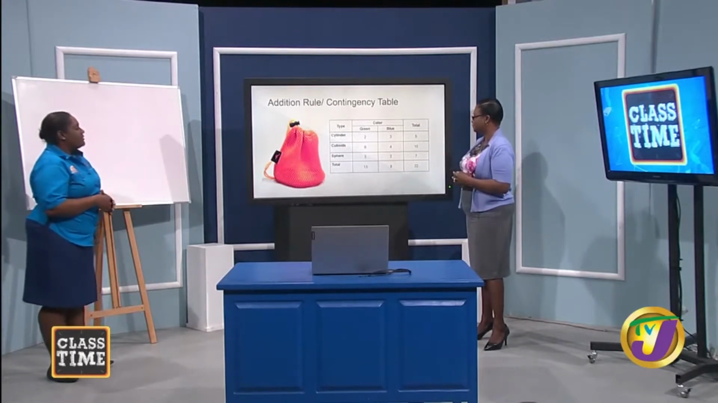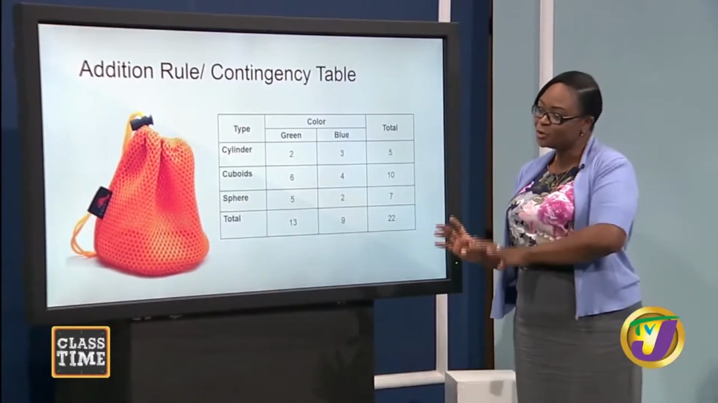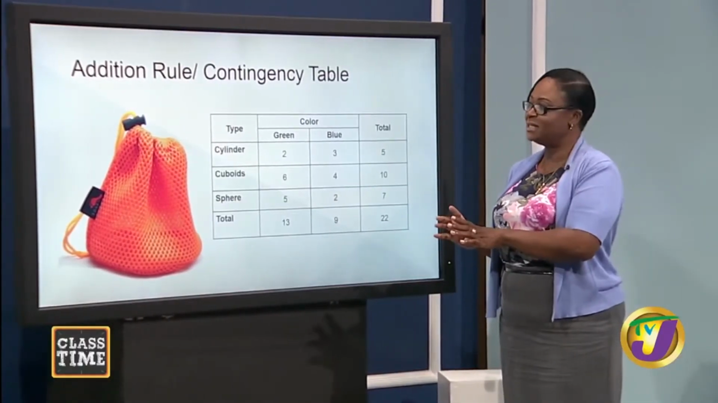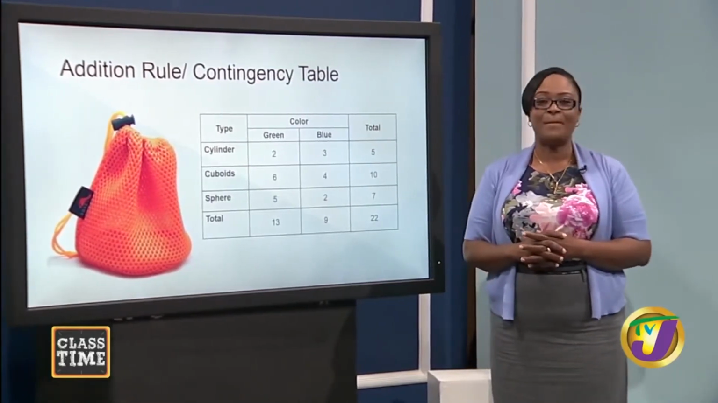If I want to identify the number of spheres that are green, I can tell you that it's 5 right there. And if I want to find out the total number of solids that's identified, it's 22. Wonderful. And so this is how we can use the contingency table. But remember, we're looking at the addition rule in a bit.